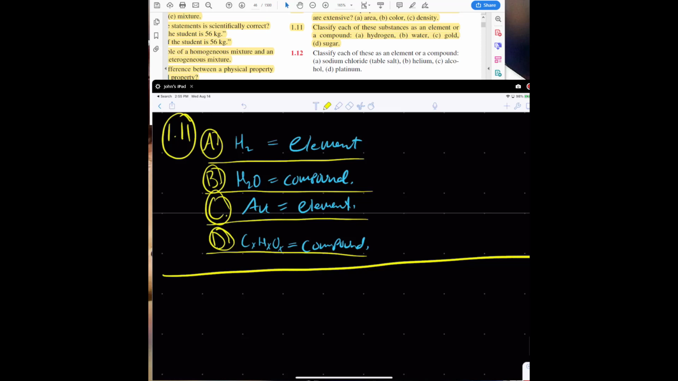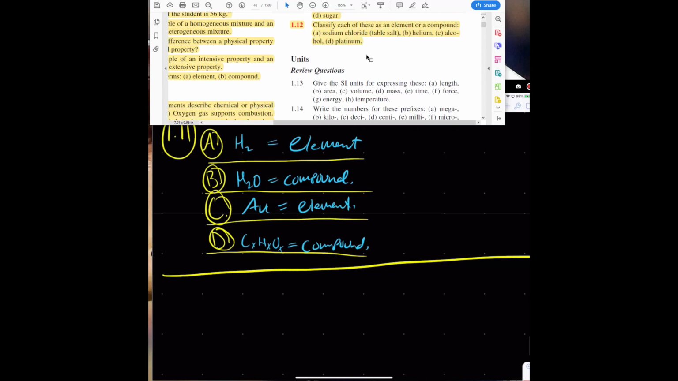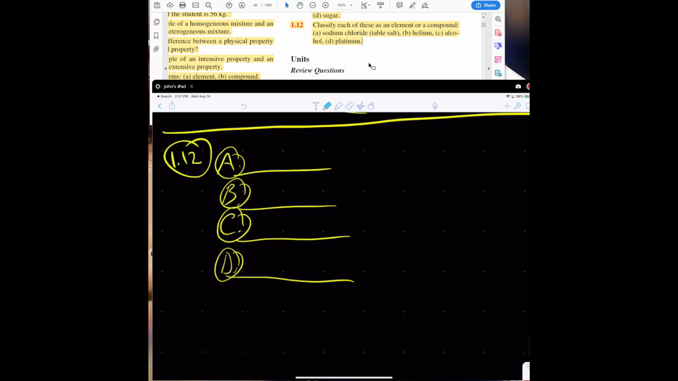1.12 is very similar. This one here is asking us to classify each of these as an element or a compound. Sodium chloride, helium, alcohol, or platinum. Alright, so let's answer this one real quick. Sodium chloride, a table salt. Well, we know NaCl, that's definitely a compound.